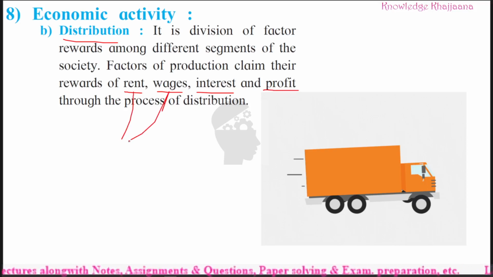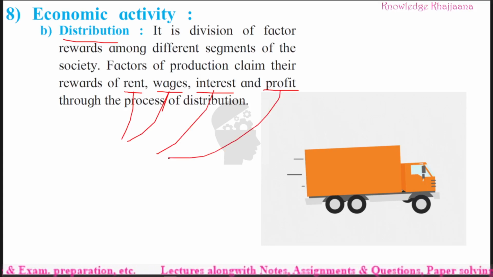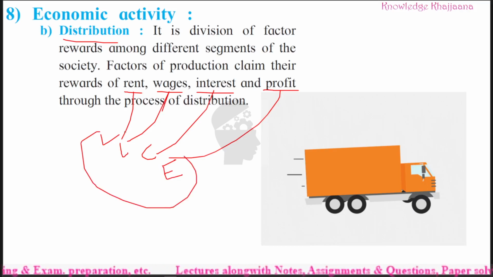So these are the rewards, the remunerations: rent, wages, interest, and profit, which are given to different factors of production. Rent is given to land, wages are given to labor, interest is given to capital, and profit is given to the entrepreneur. So all these four factors of production get remuneration in terms of rent, wages, interest, and profit. Whatever profit has been received by that business is distributed among these different factors of production.